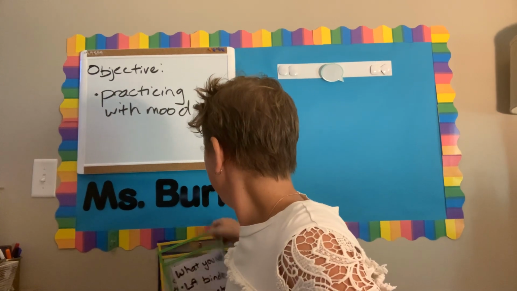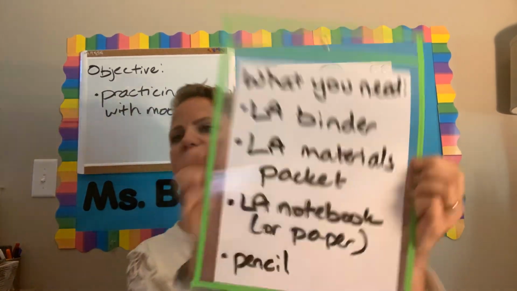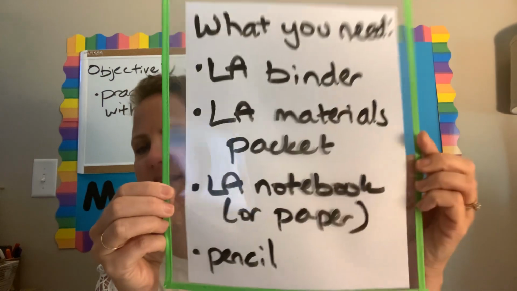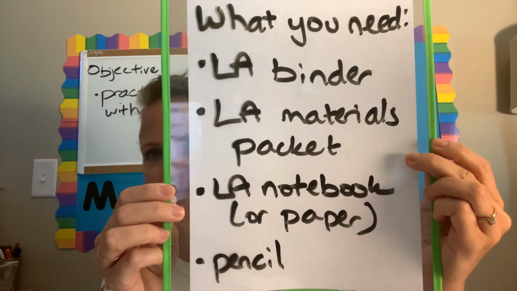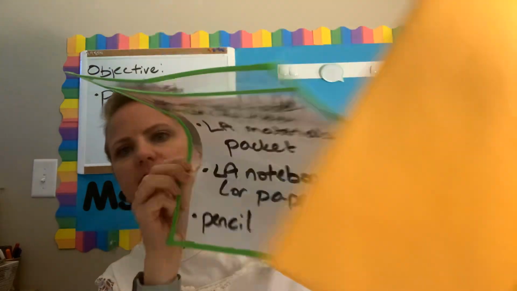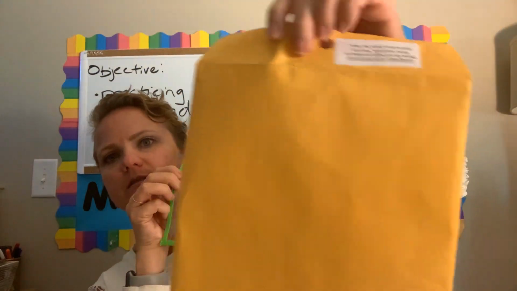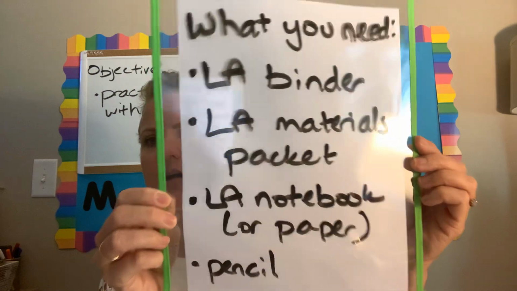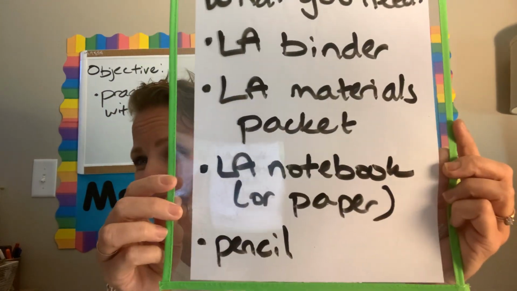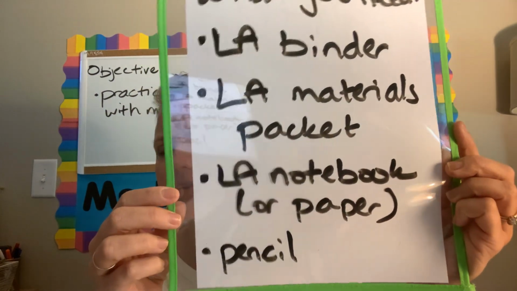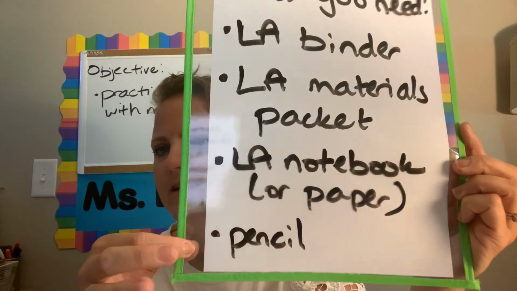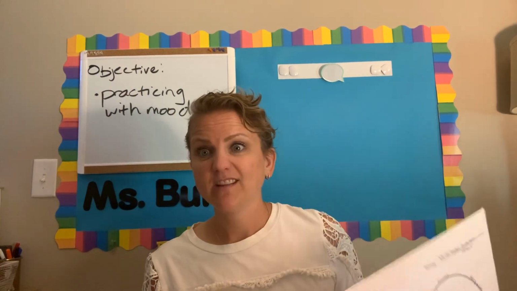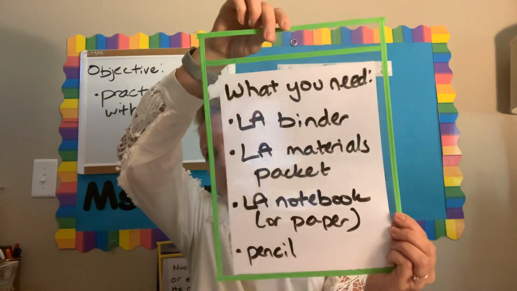Before we get started, I want you to make sure you get your materials ready. For today, you're going to need your language arts binder, that's that white binder, your language arts materials packet, which is this folder of things, your language arts notebook, that's the black notebook, and if you don't have a language arts notebook, that's fine, just get a piece of loose leaf and we'll work there, and then you'll need a pencil. As you're getting those materials, if you need to pause, here they are.